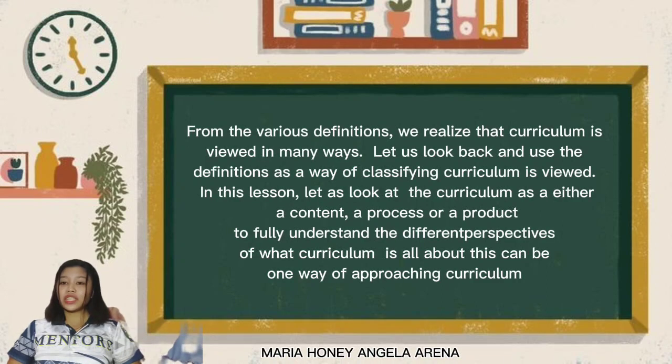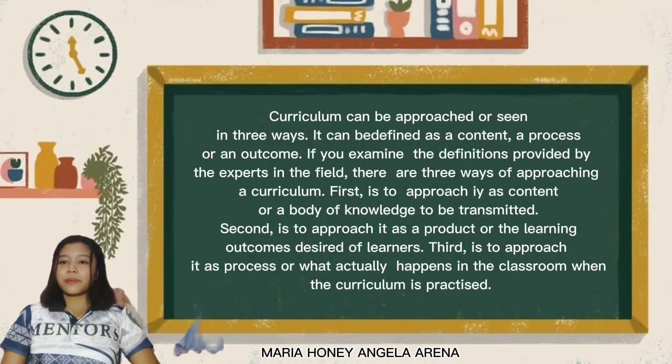From the various definitions, we realize that curriculum is viewed in many ways. Let us look back and use the definitions as a way of classifying how curriculum is viewed. In this lesson, let us look at the curriculum as either a content, a process, or a product to fully understand the different perspectives of what curriculum is all about. This can be one way of approaching curriculum. Curriculum can be approached or seen in three ways. It can be defined as a content, a process, or an outcome.